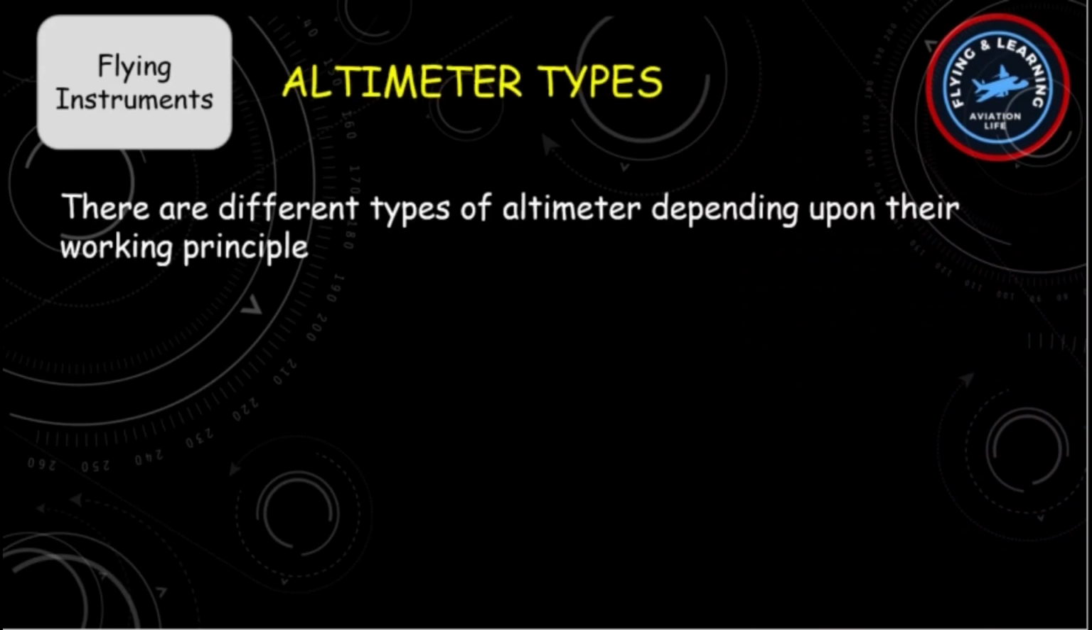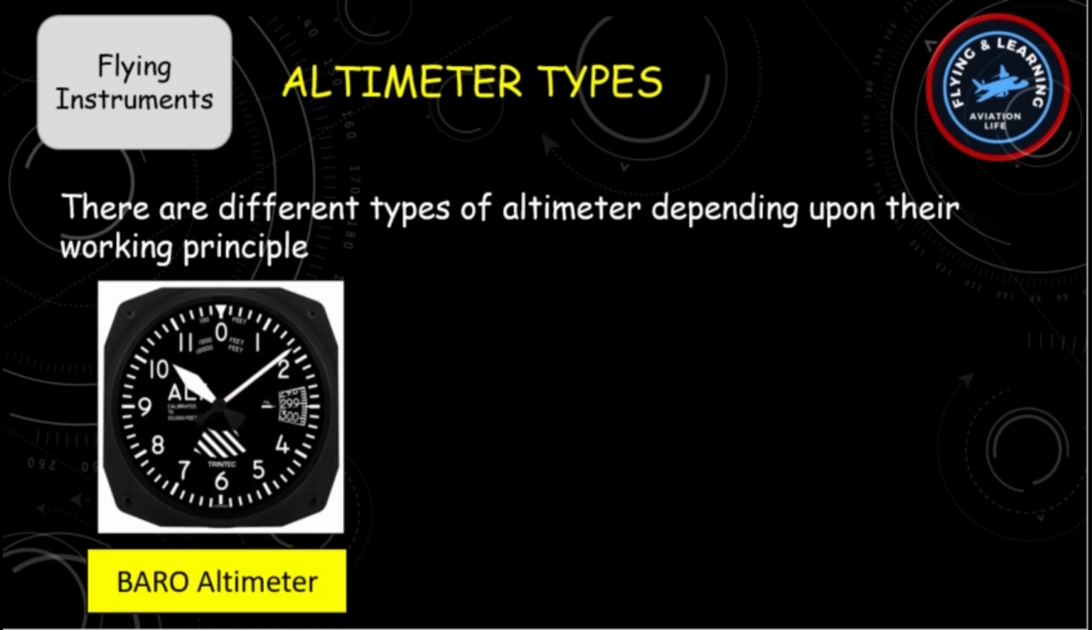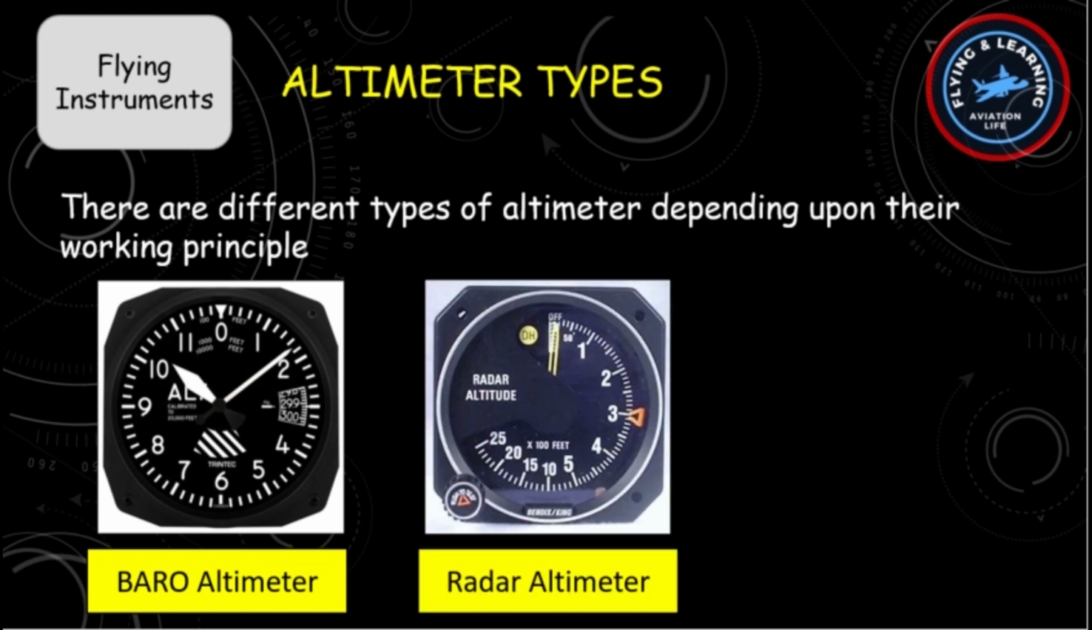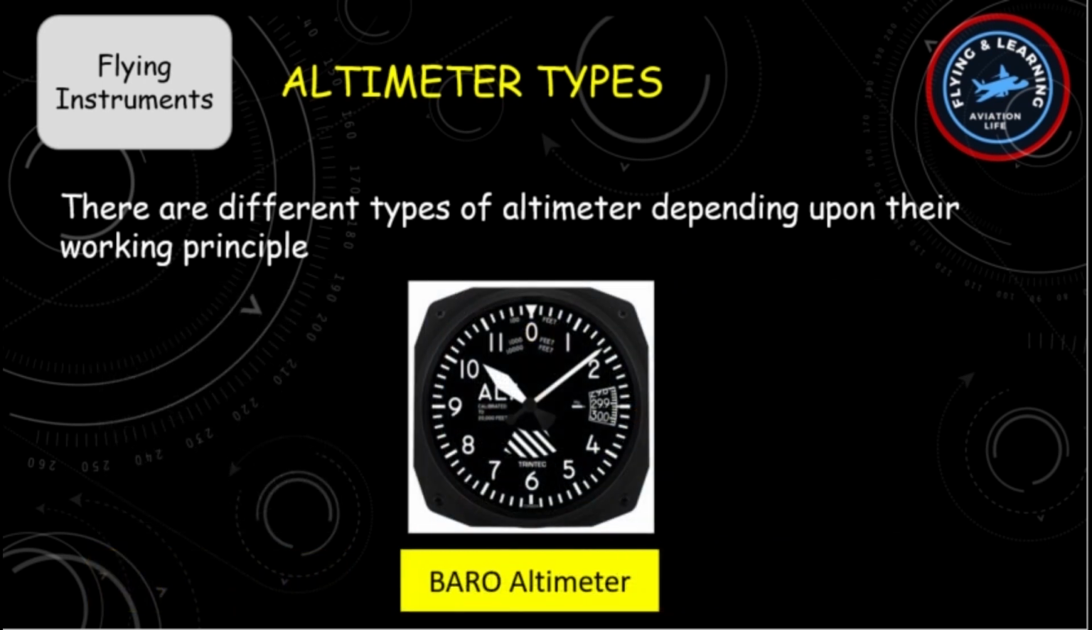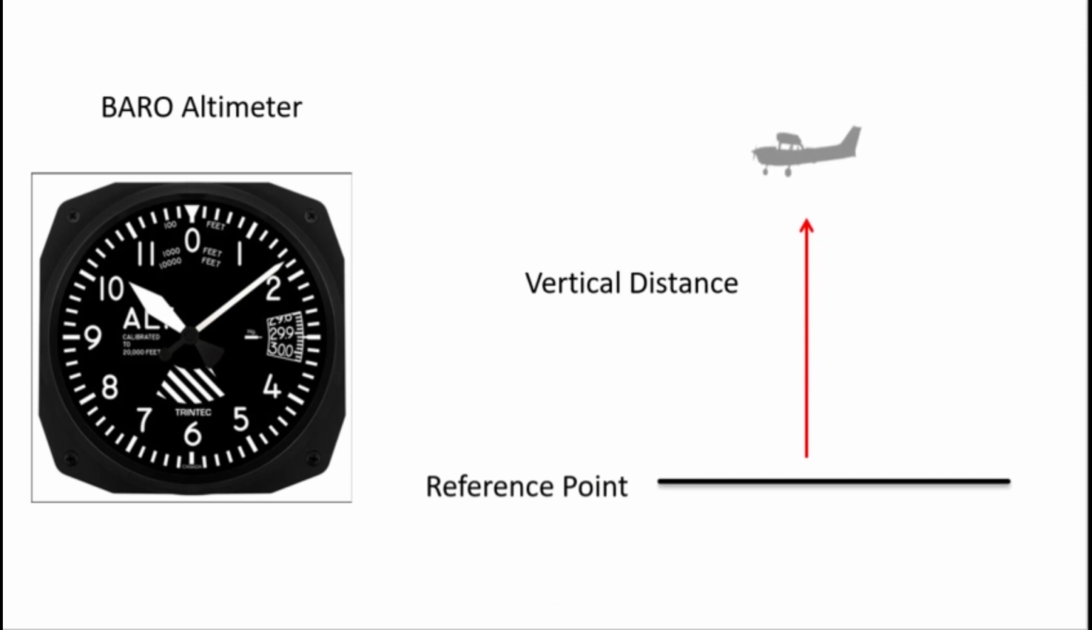There are different types of altimeters depending upon their working principle. Baro altimeter uses barometric pressure to monitor aircraft height. Radar altimeter or radio altimeter uses radio waves to measure height in relation to the surface. Then there is GPS altimeter, which utilizes satellite data to determine the altitude. In today's video, we will only discuss the functioning of the barometric altimeter, as it is used in most air operations and almost in all the aircraft.